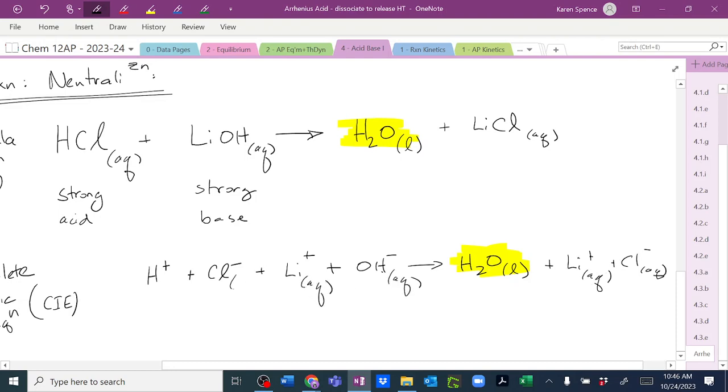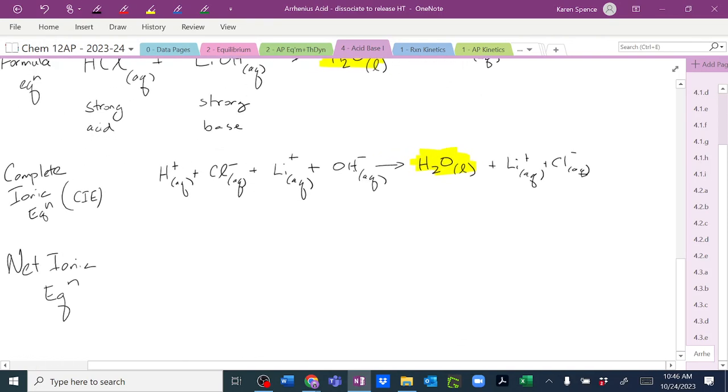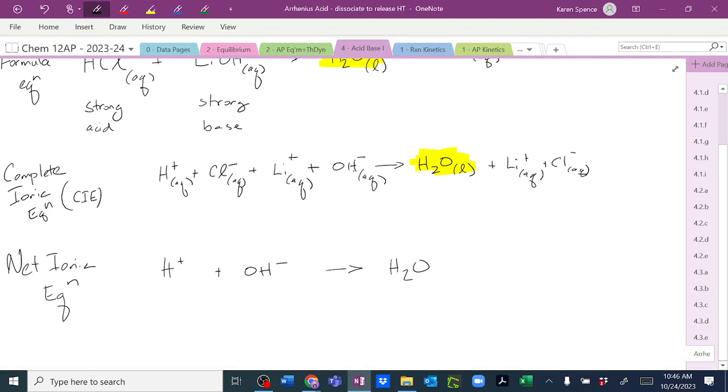Hooray! Now, what would you do if you wanted to write the net ionic equation? H plus OH minus gives H2O. And that's going to be the net ionic equation for any strong acid, strong base. Okay?